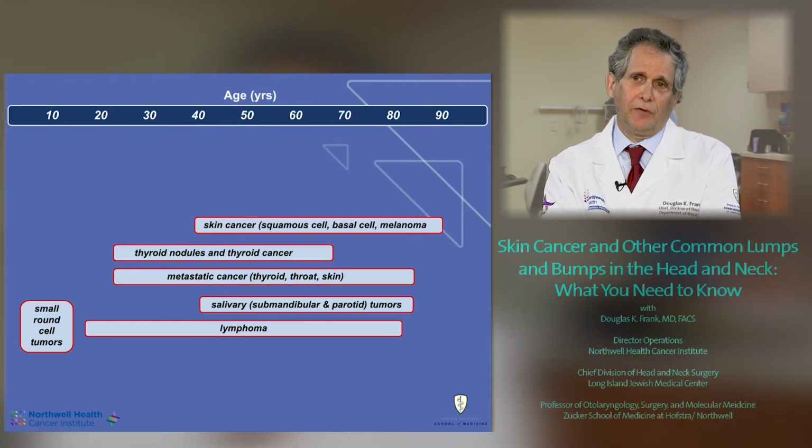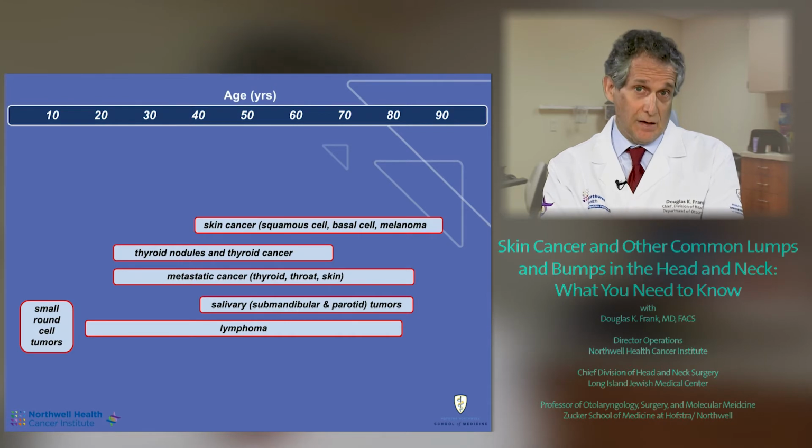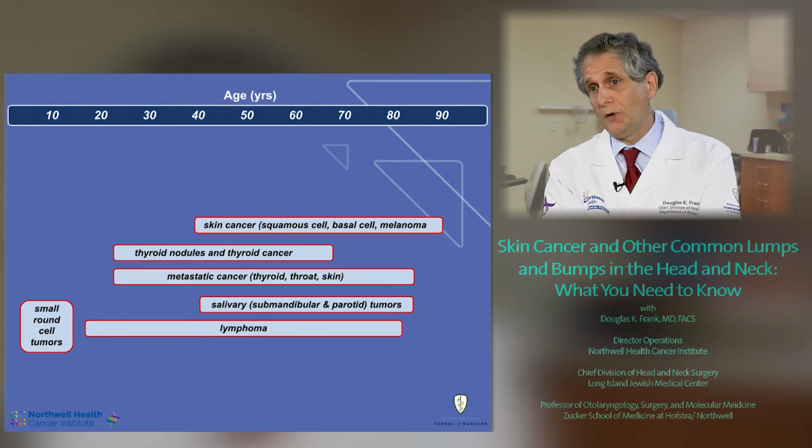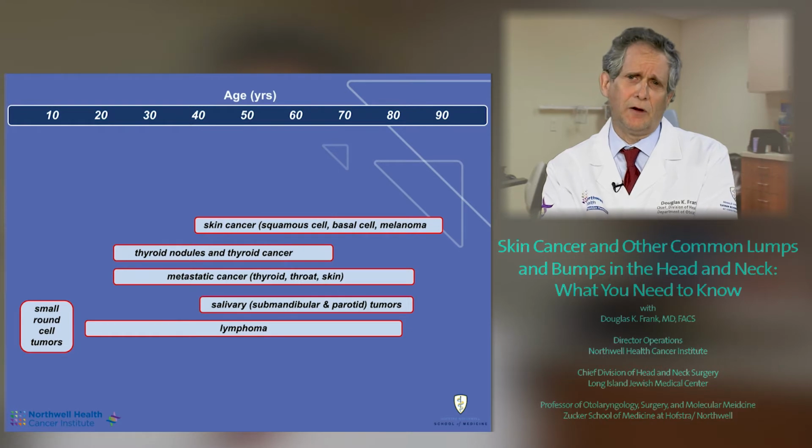So, skin cancers, thyroid nodules and thyroid cancer, metastatic cancer, cancers that appear in the lymph nodes of the neck but come from other parts of the body, including some of the structures of the head and neck, salivary gland tumors, as well as lymphomas, and another classification of tumors that tends to happen in the younger age group called small round cell tumors. All these are types of tumors that can occur in the head and neck.